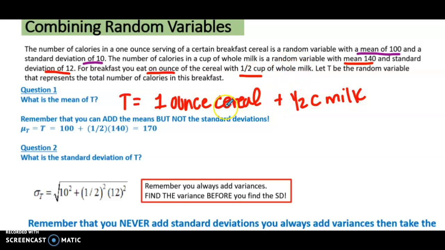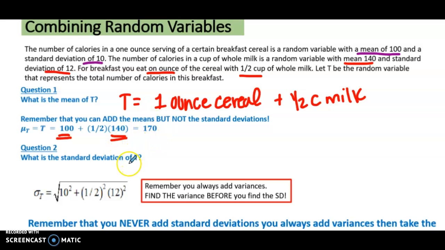So let's just go back to what we know about cereal. First of all, we know that cereal has a mean of 100 calories. So remember, when we're trying to find the mean of a random variable, I can just add the two means, okay? So the mean of the total amount of calories is going to be the calories in 1 ounce of cereal plus a half a cup of milk. So the number of calories in my cereal was 100, but I'm not using the total amount of milk of 140. I'm only using half of that. So I'm going to add 100 plus 1/2 of the calories of milk to get a total of 170. And that's your combined mean.